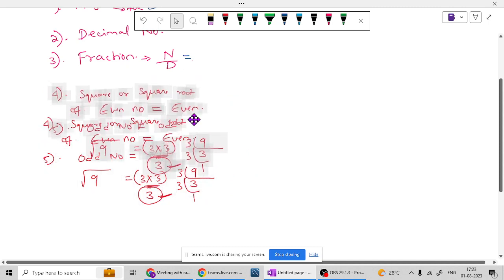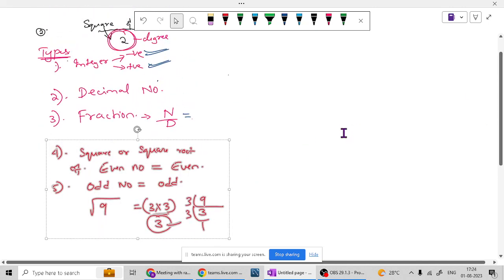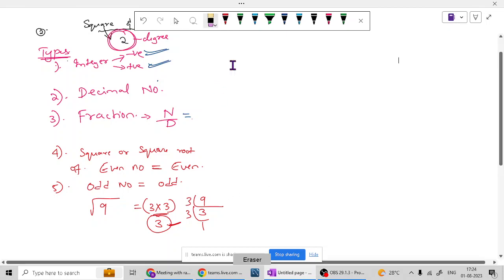Then go through these types of numbers. We use positive and negative numbers, that is integers, decimal numbers and fractions. After this, square and square root: for even numbers we get even, for odd numbers we get odd. Okay, open page 38. We'll start solving. Page number 38.